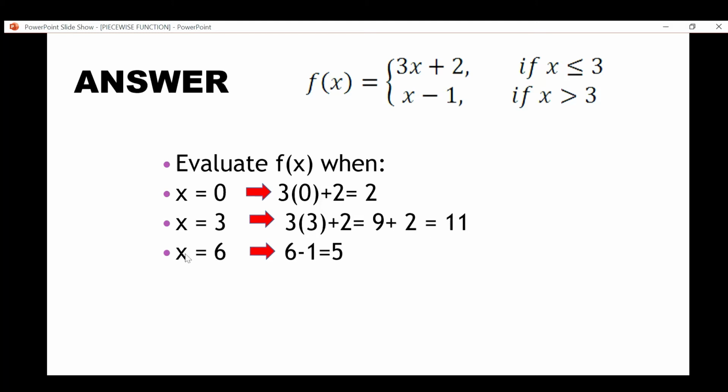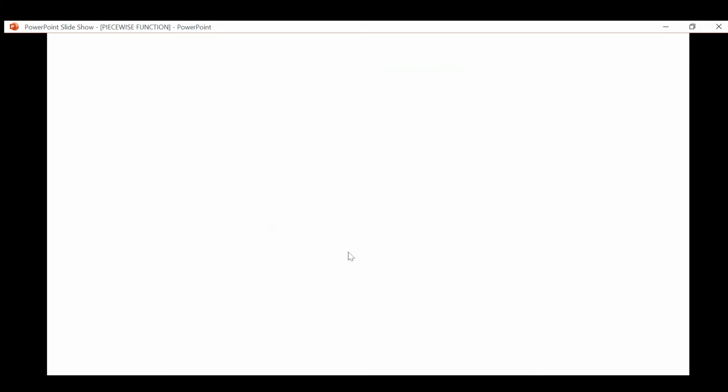Okay, for the third one, x equals 6. So, it's greater than 3. So, we go to our second function, which is x minus 1. So, substituting, 6 minus 1, that's equal to 5. Okay?